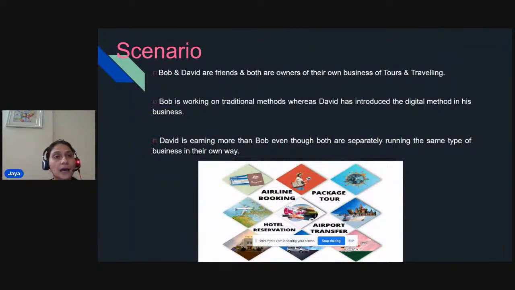My first scenario comprises two friends, Bob and David, who have their own business in tours and travel. In this scenario, Bob is earning less, whereas David is earning more. The reason behind this difference is that Bob is doing things the traditional way, whereas David is using a digital tool to help his customers and to grow his business more and more.